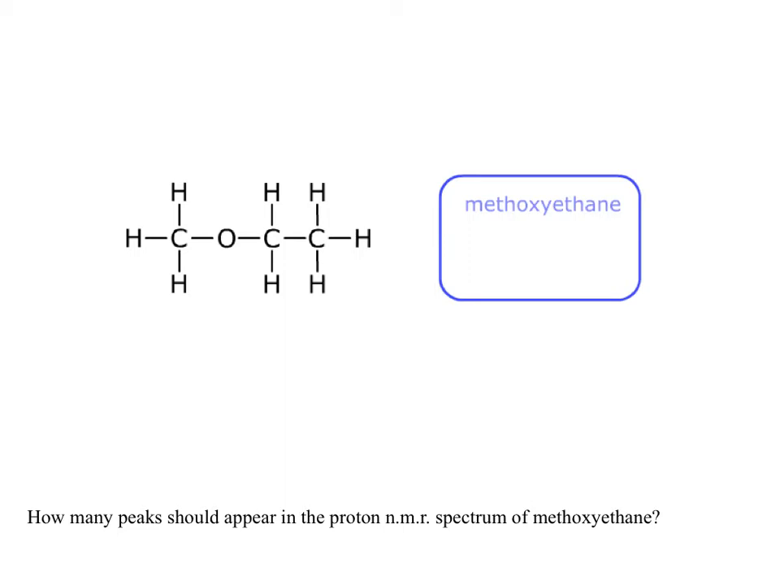Now we're going to take 3 examples, and it would be a good idea perhaps if you pause the video and try to answer the questions at the bottom. So if we look at methoxyethane, we're asked how many peaks should appear in the proton NMR spectrum of methoxyethane. Now we're looking for groups of equivalent hydrogens, and perhaps if you pause now, draw out the structure on a piece of rough paper and try to answer that question before I go ahead and answer it.